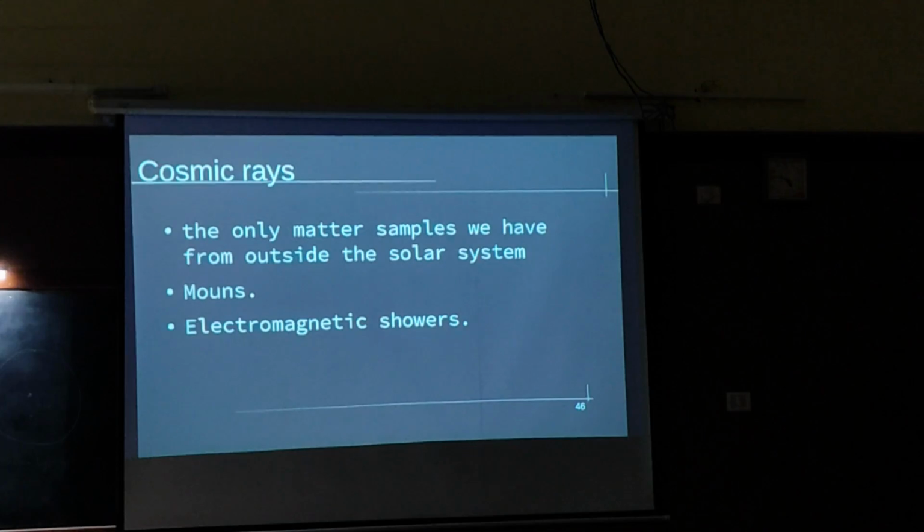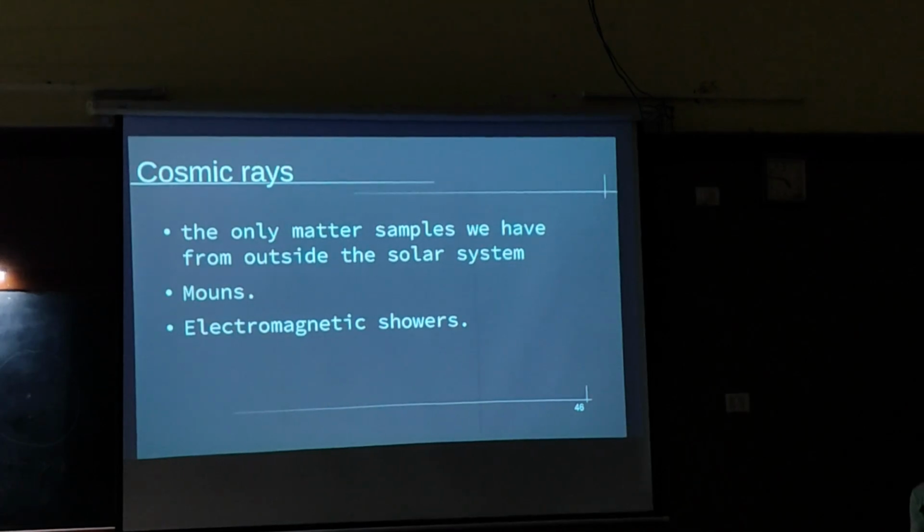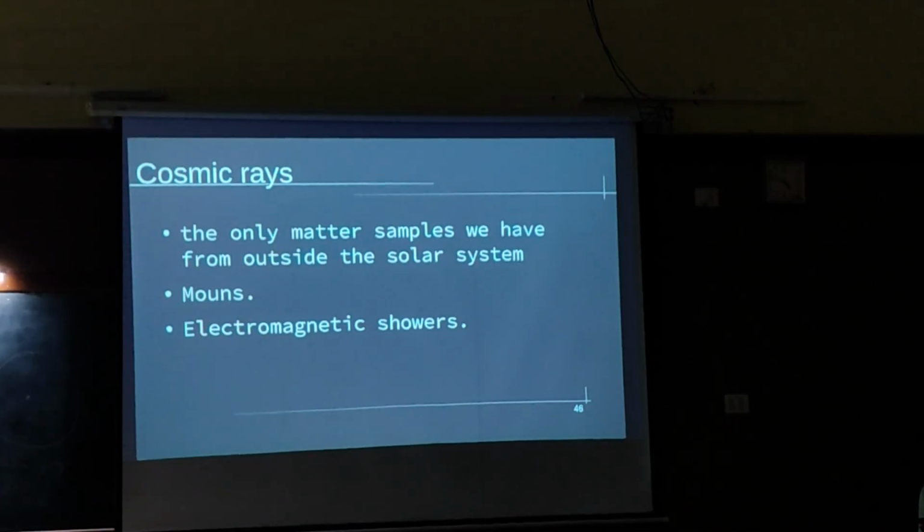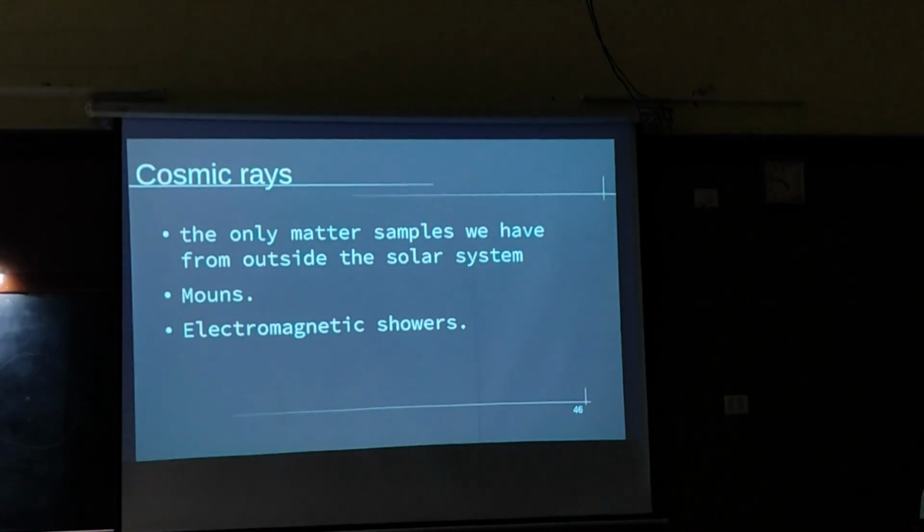They have energies of the order of something like 10 to the 20 eV. That's a lot, orders of magnitude larger than the best CERN detectors we have now. So these are the only samples of matter which we have at those distance scales, and we can measure them and use their properties.